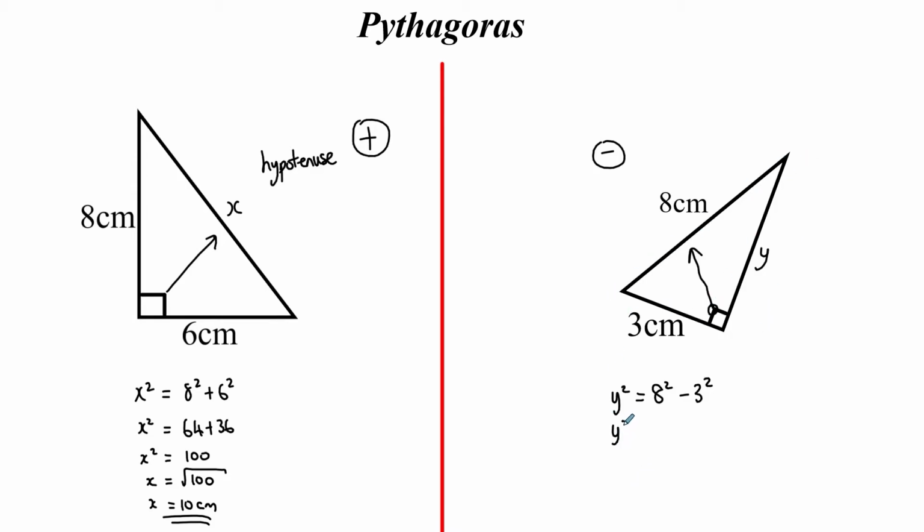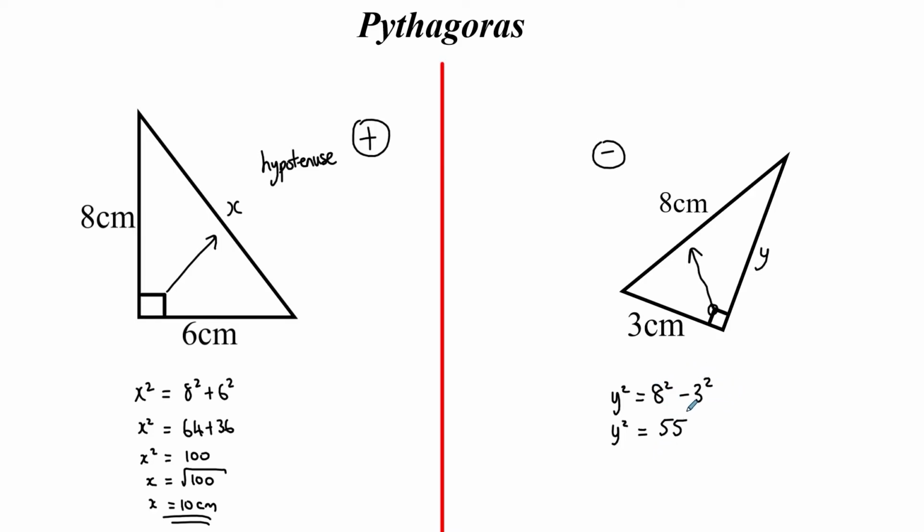So y squared equals, and again this time you can do this in the calculator. Just type in 8 squared minus 3 squared, and that'll give you your answer for that line, rather than writing the two separate answers out. That would give you 55. So y squared equals 55. That's just typing this exactly as it looks into the calculator.